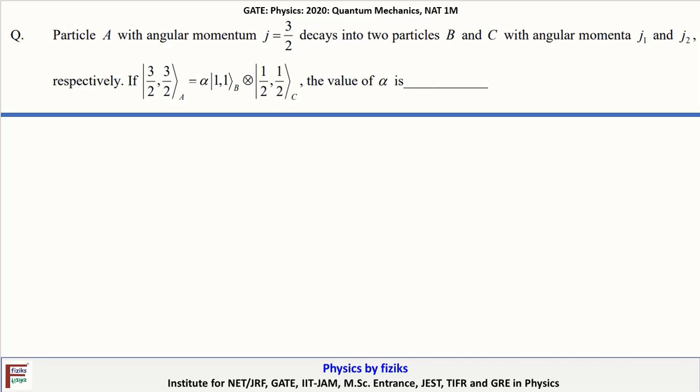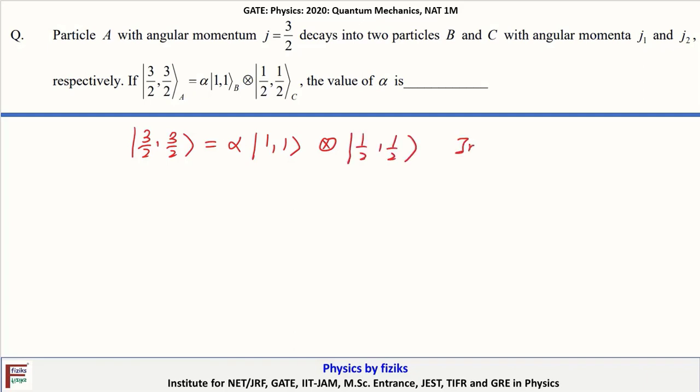A particle A with angular momentum 3 by 2 decays into two particles B and C, with angular momentum J1 and J2 respectively. If this condition is satisfied, now 3 by 2 is a singlet state.